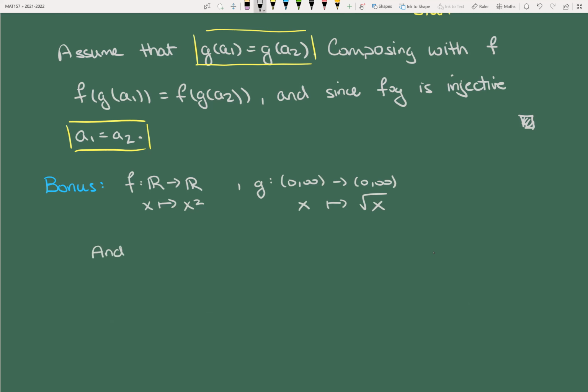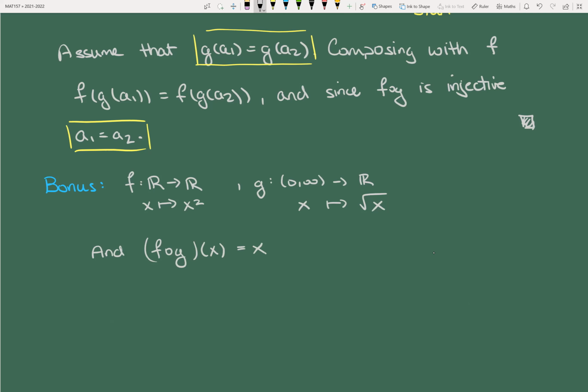And you might be upset. You know what? Actually, let me make the output here R just so that we don't have any complaints about the codomain of G not being the domain of F. And if we compose them, what do we get? We are going to get just x, right? And this function, I'll check the chat in a second, this function is injective, right? You all agree. And the function G is injective as well, right? The square root function is injective.